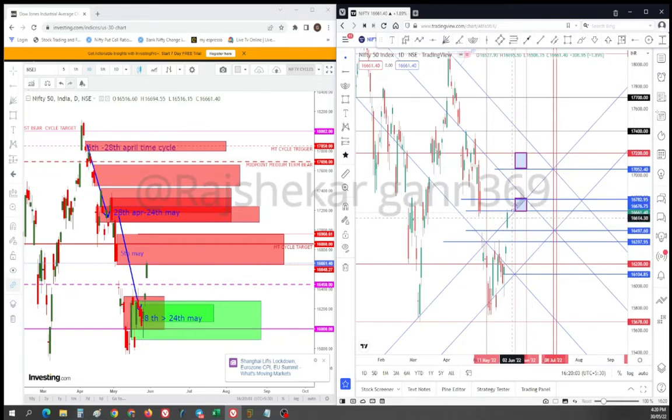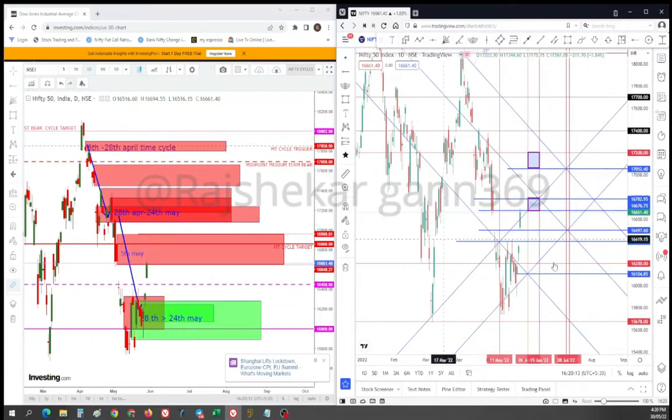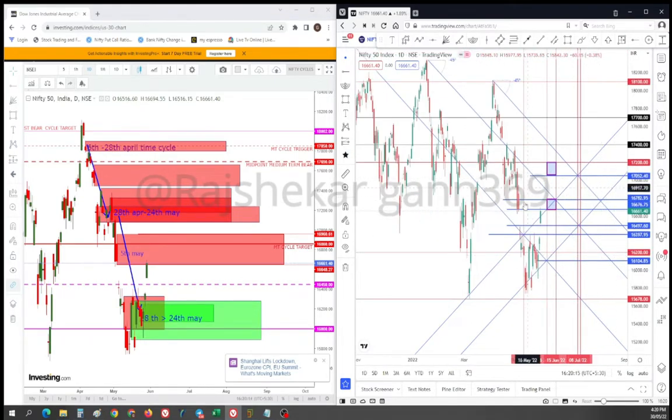Okay, so now what if 16,700 is not crossed? We might get a retracement for the next buying opportunity. This is with respect to Gann geometry. So now let's see what price cycles and time cycles did.